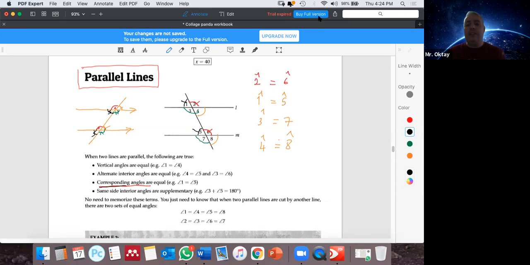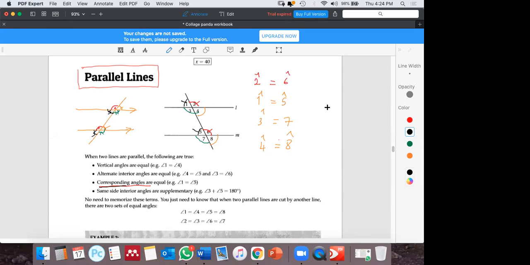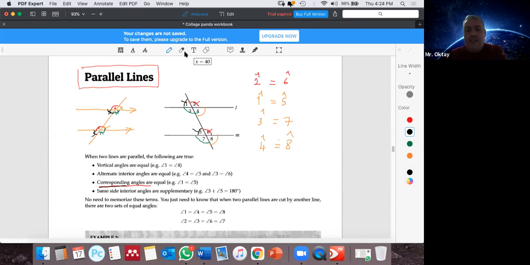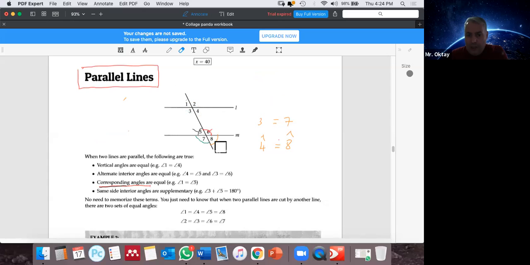Any question till here? Do we have any question? Step by step, I'm explaining. These are corresponding angles. Now let me clean. Do we have only corresponding angles? No. We have also other angle types, which are alternate interior angles.